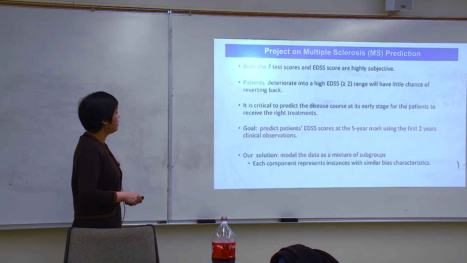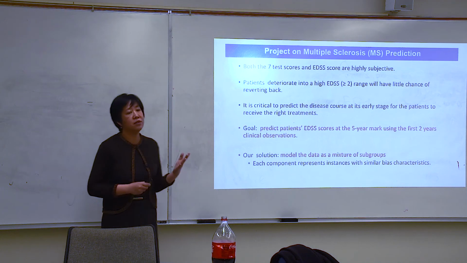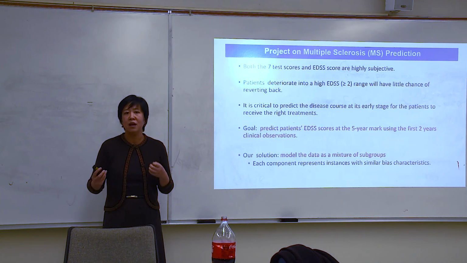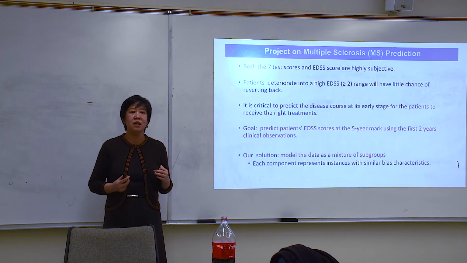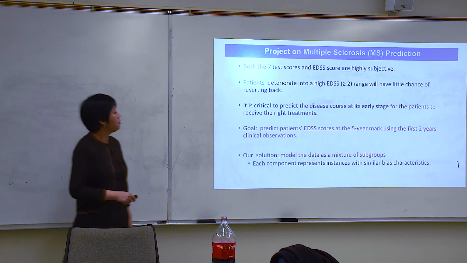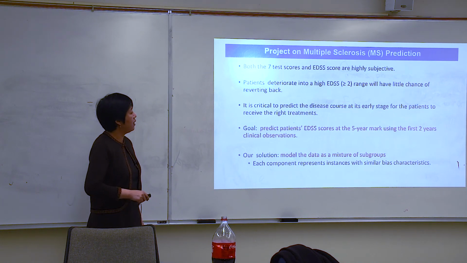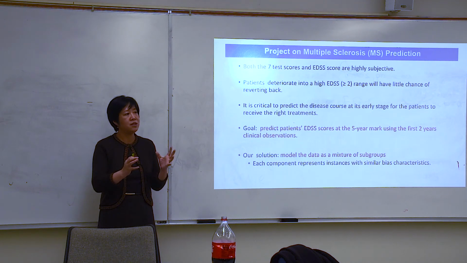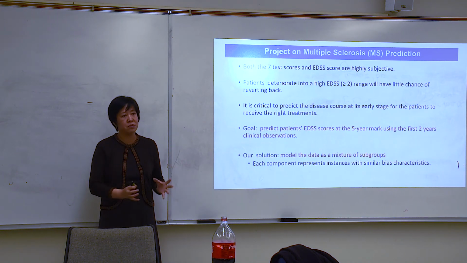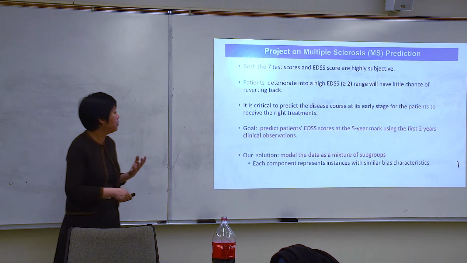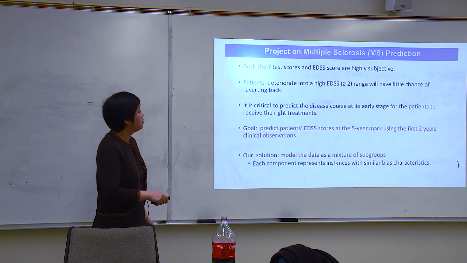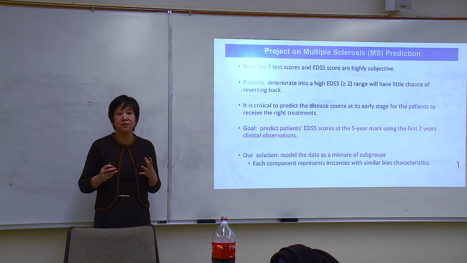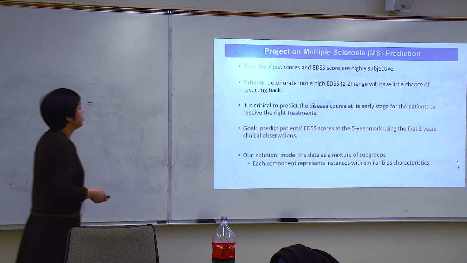So our solution is, because the data is coming from different distributions, collected from different hospitals and doctors. Actually, for this case, it's only different doctors, from the same hospital. So our solution is to try to model the data as a mixture of subgroups. Okay, so the data is going to be intrinsically divided, forming subgroups. And within the same group, each component would represent data with similar bias characteristics. So that is our solution.